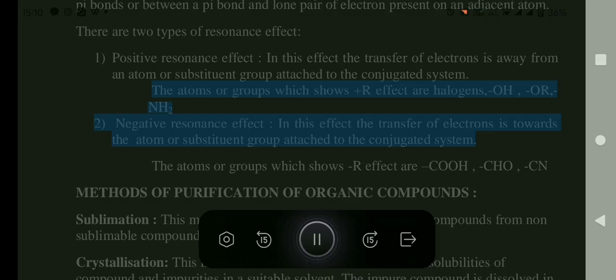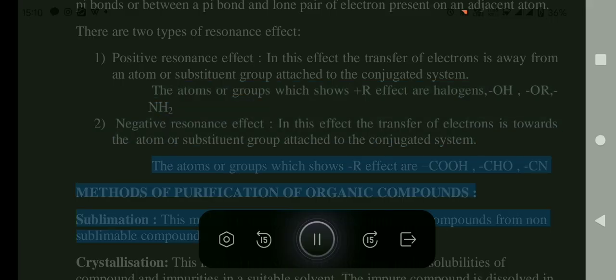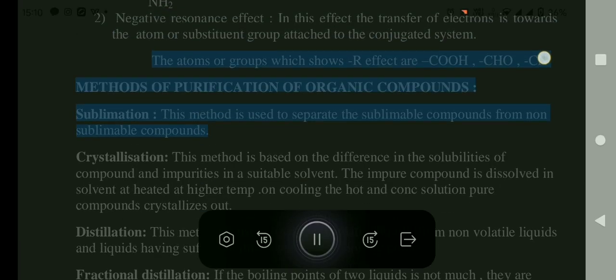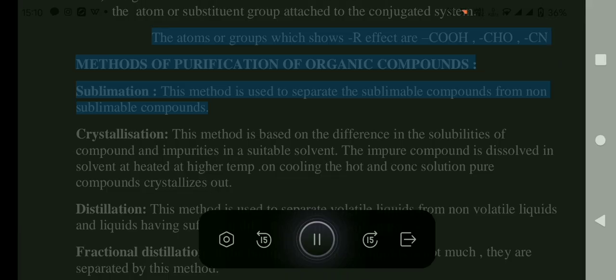The atoms or groups which show the +R effect are halogens, OH, OR, NH2, that is, a positive resonance effect. In this effect, the transfer of electrons is towards the atom or substituent group attached to the conjugated system. The atoms or groups which show the -R effect are COOH, CHO, CN, that is, a negative resonance effect.